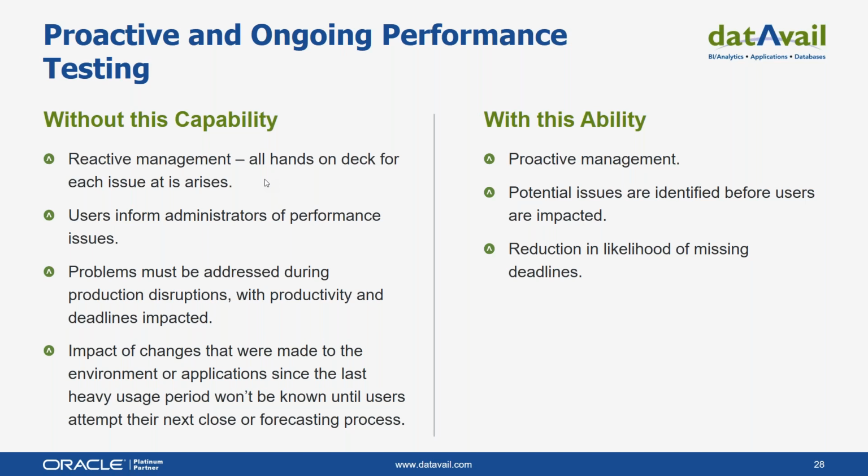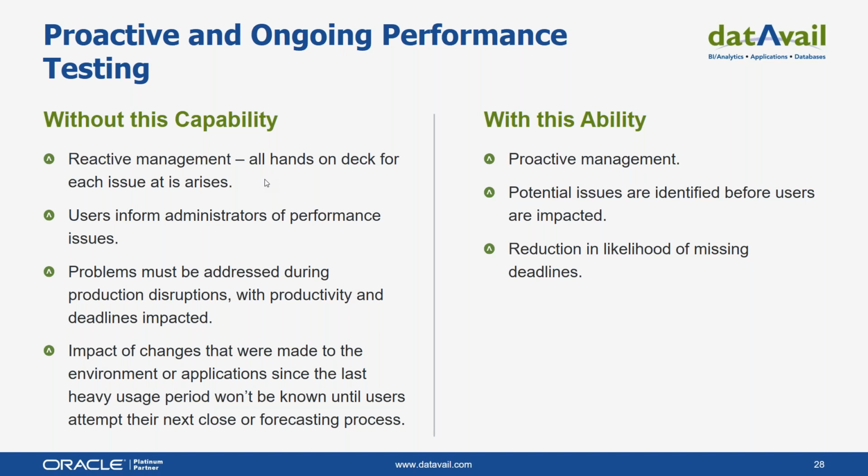So it always happens at the worst time of the month when you're trying to do either the close process or a financial planning or budgeting forecasting process, something like that. So right when the deadlines are looming. Then there's the impact of changes that were made to the environment or application since the last heavy usage period. So let's say you did some patch updates, Windows updates, or other changes to the applications since your last heavy usage period. You're not going to know if those had an impact on performance until the next time you have a large group of users, if you don't do testing ahead of time. Because your testing is going to be live in your production environment.